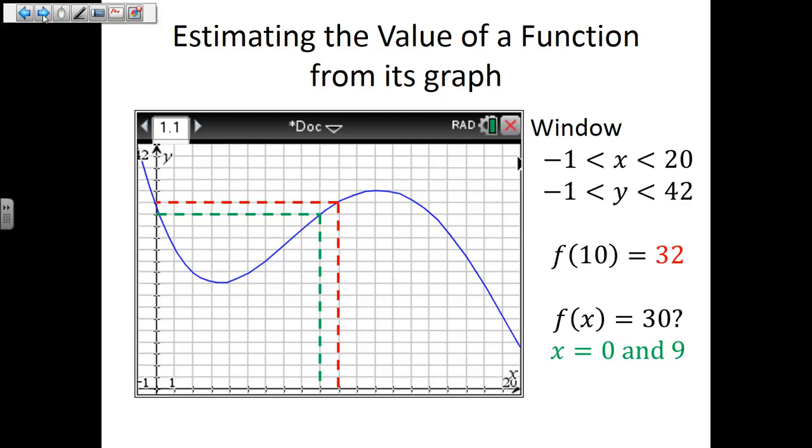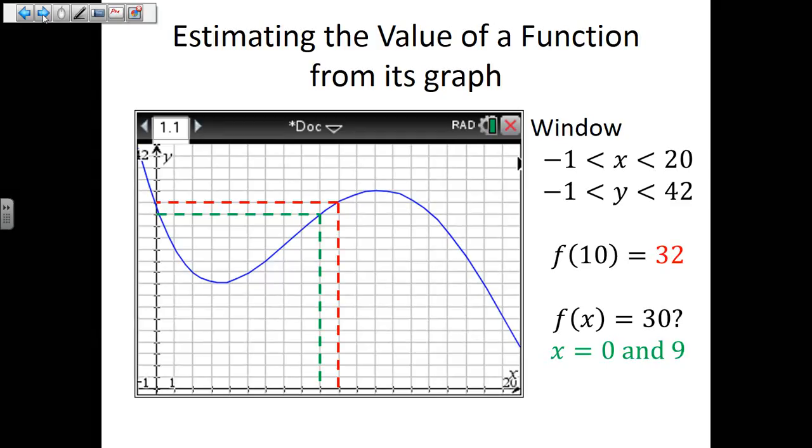You'll notice the horizontal green line goes through the graph in two spots. One is right after 0, so I'm going to say that x is about 0. And then we see 30 again when the graph comes back up to 30. It's at x equals 9. So when does this function have a value of 30? It has a value of 30 at about 0 and 9.